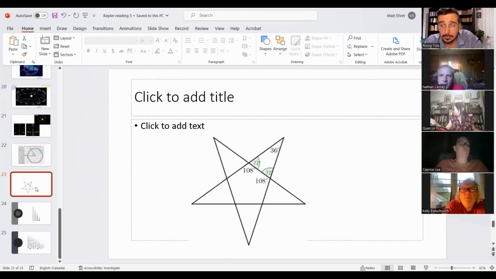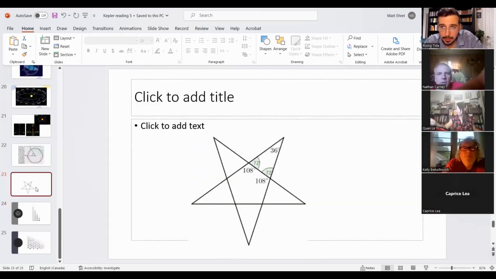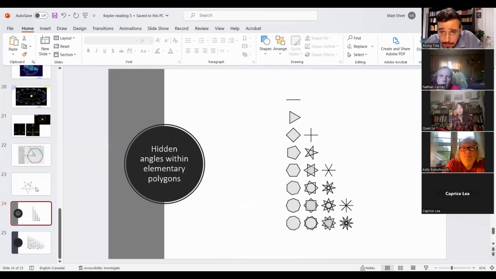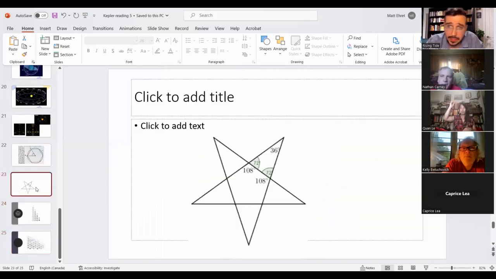Mm-hmm. Yeah, absolutely. For that specific thing, you have to play with the golden mean. You have to discover the nature of the golden mean if you're going to properly construct the pentagon. That's right. And it's all over the place. We'll skip this for now. Kepler puts a lot of emphasis on a lot of these things.